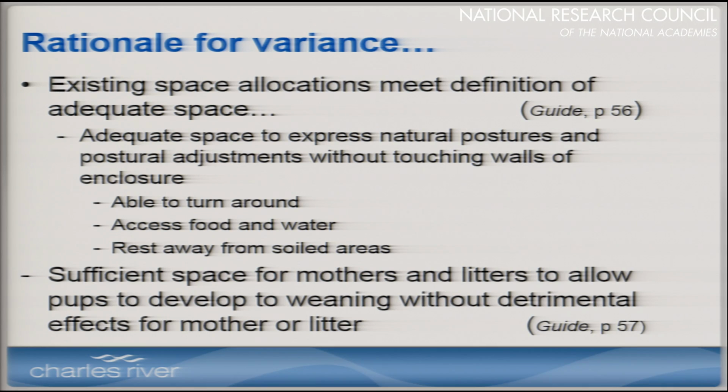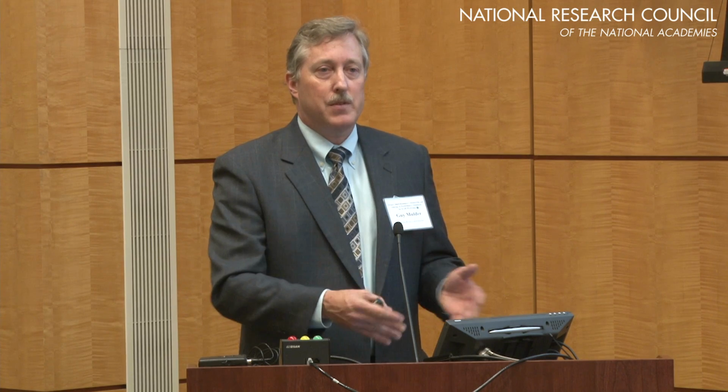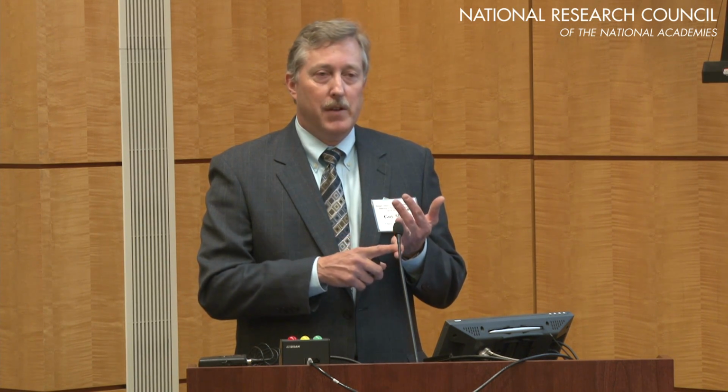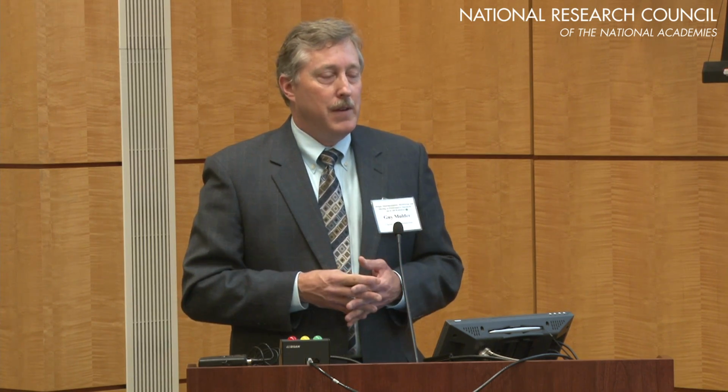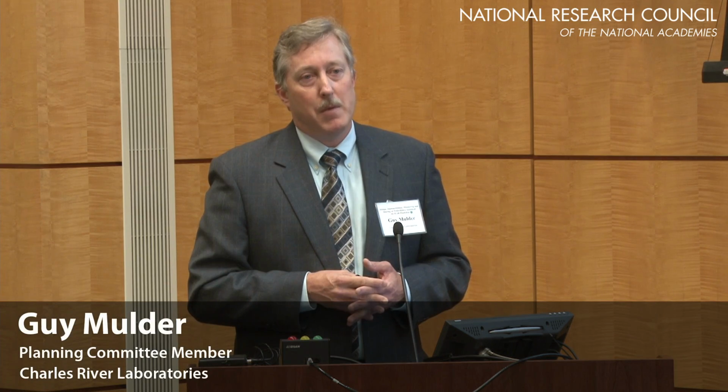There's also a subnote under that table that says sufficient space for mothers and litters should be available to allow the pups to develop to weaning without detrimental effects to both the mother and the litter. So one of our outcome measures had to somehow address this particular issue as well. How can we assess pup development, pup maturation, as well as the health of the mother to help validate, if we're looking at an alternative housing density, that we're not compromising the pups?